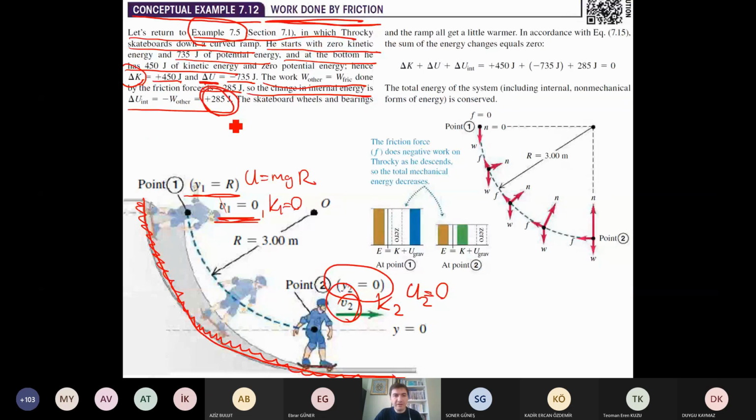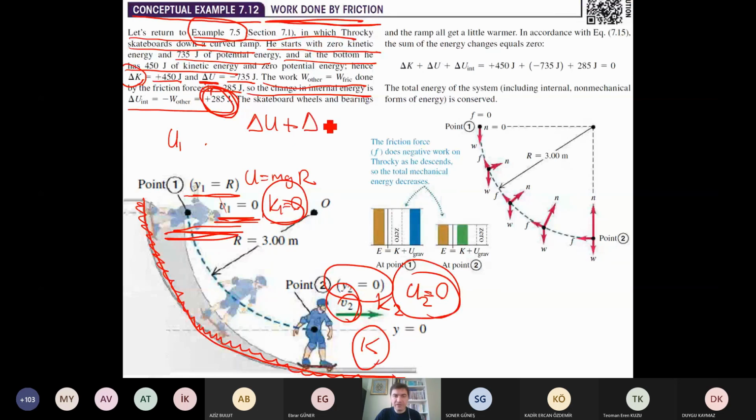So here at the beginning, we have a certain potential energy. Here we have 0 potential energy. Okay, then we have a change in the potential energy. At the beginning, kinetic energy is 0 because this guy is staying at rest. But finally, we have a certain kinetic energy. For this reason, we have a change in the kinetic energy. So kinetic energy is increased, potential energy is decreased.